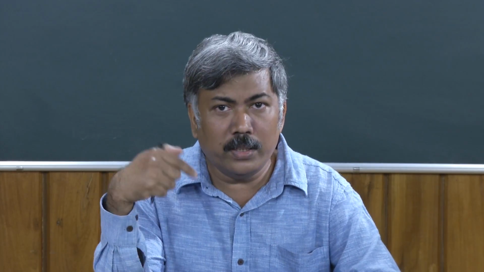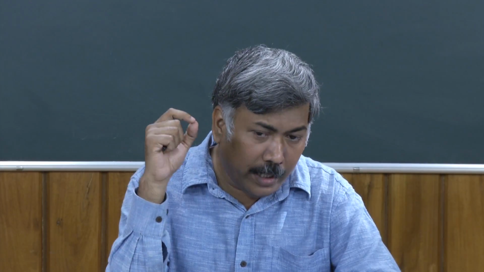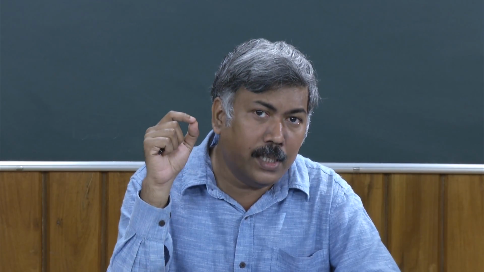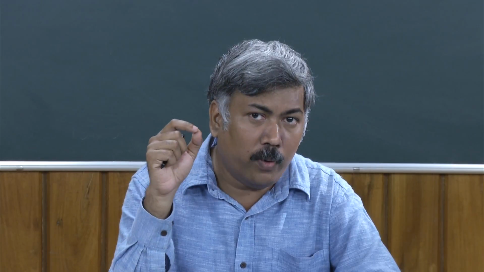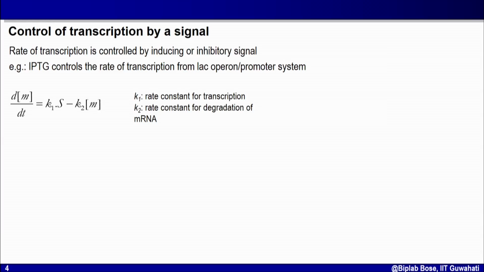For an inhibitory signal, it will also control the rate of synthesis of the mRNA. So that means I have to incorporate this signal into the ODE for the mRNA. For example, I have written here a very common thing. You add IPTG in your bacterial culture where the bacteria is carrying a plasmid having a lac operon and controlling the expression of a gene. So you vary the concentration of IPTG and the amount of the gene transcribed changes.